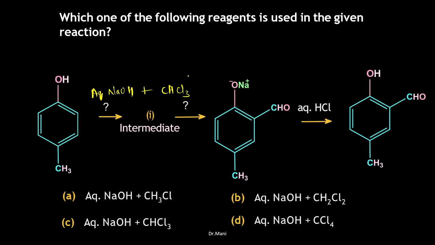Before, actually, there will be a rearrangement. Before the rearrangement, it will be like this. So this will give the benzene ring with O minus Na plus, and there is CHCl2. That will further, when you treat with NaOH, convert into the CHO and there will be CH3. This upon aqueous HCl will turn out to be this.